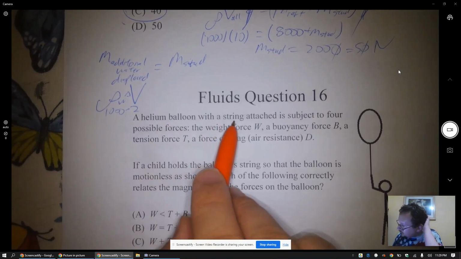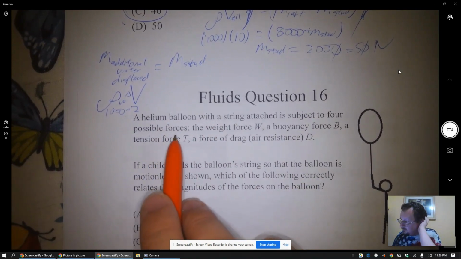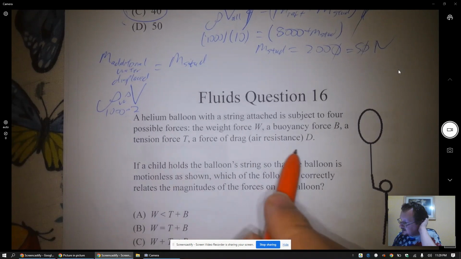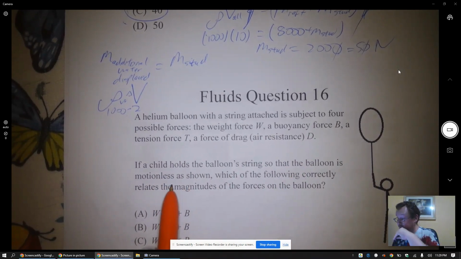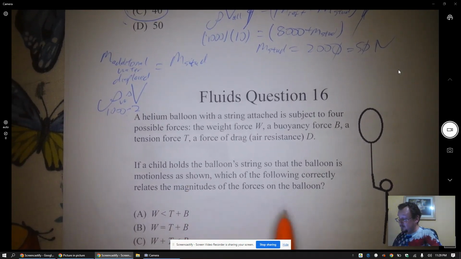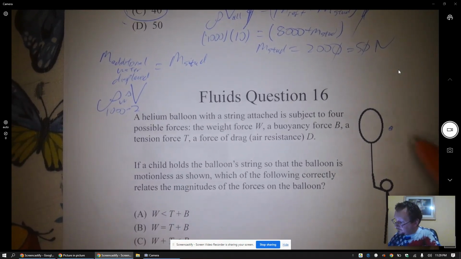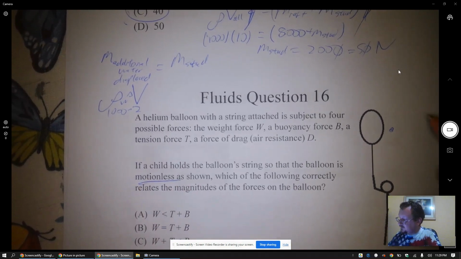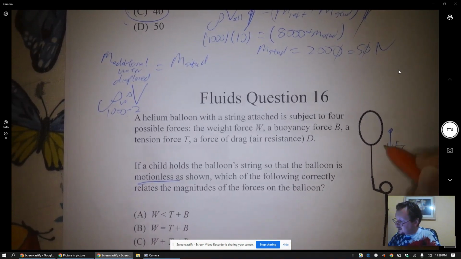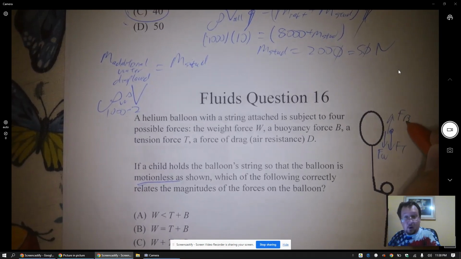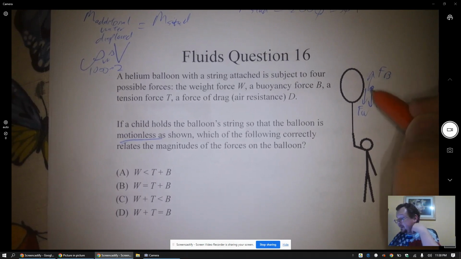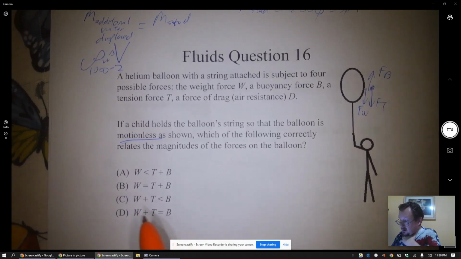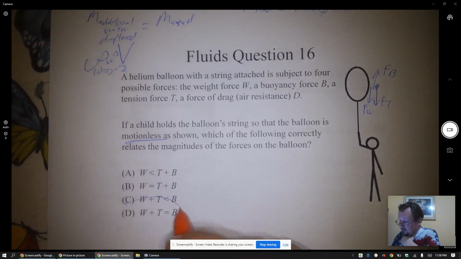Okay, a helium balloon with a string attached is subject to 4 possible forces: weight, buoyancy, tension, and the force of air resistance. The child holds on to the balloon string so that the balloon is motionless, as shown. Which of the following correctly relates the magnitude of the forces on the balloon? Well, it's motionless, so there's no drag, but there's a force of tension, a force of weight, and a force of buoyancy, and they all balance. So buoyancy is equal to weight plus tension.